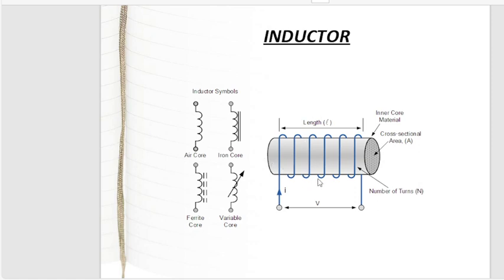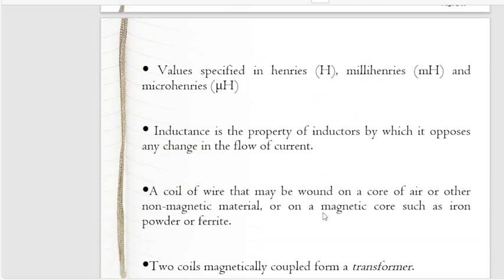In this picture you can check out the parts we necessarily require. The first one is the length. Second is the inner core material which we are using. Here we have discussed the four types, and then the cross-sectional area of this core, and the number of turns we wound on that core, and the voltage difference and the current flowing through the wire.